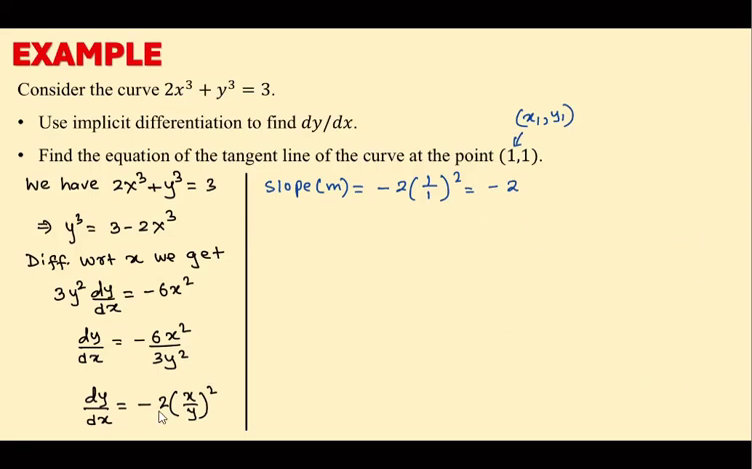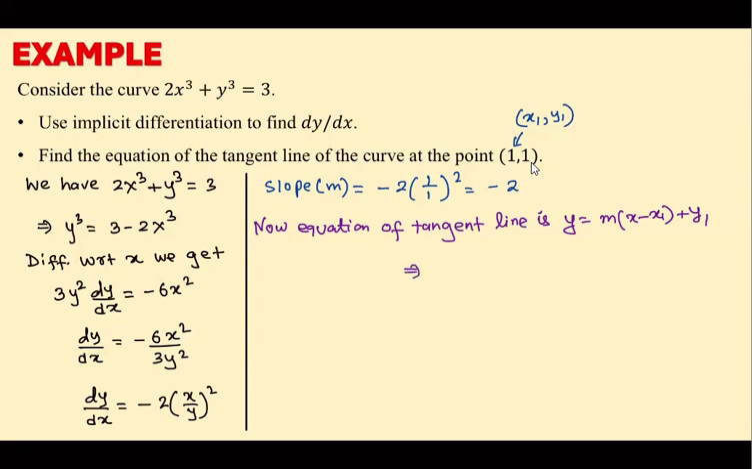You have the slope, you have the point, so we can find the equation easily. Let's write it down. The equation of the tangent line is y equal to m times (x minus x1) plus y1. So we'll plug in the values.